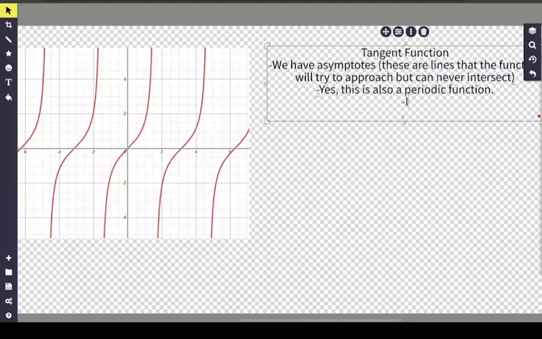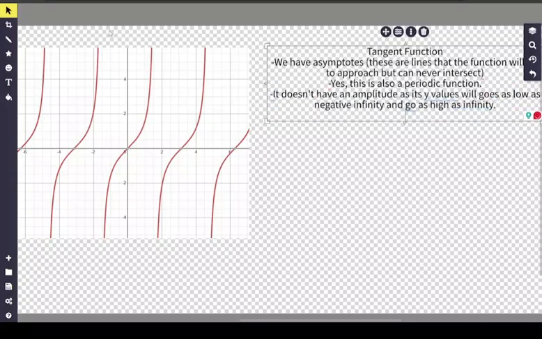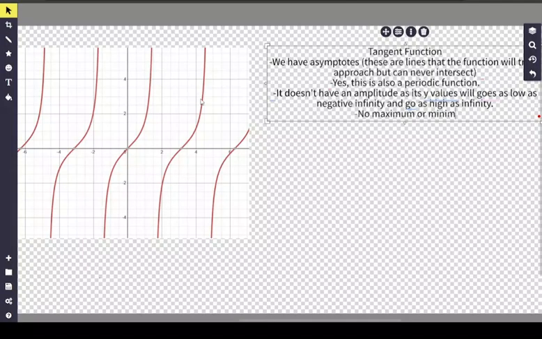However, it doesn't have an amplitude, as its y values will go as low as negative infinity and go as high as infinity. So technically, if we continue to draw, this is going to exceed the screen. It's going to go so far up that we can't even see it anymore, right? So no maximum or minimum value.